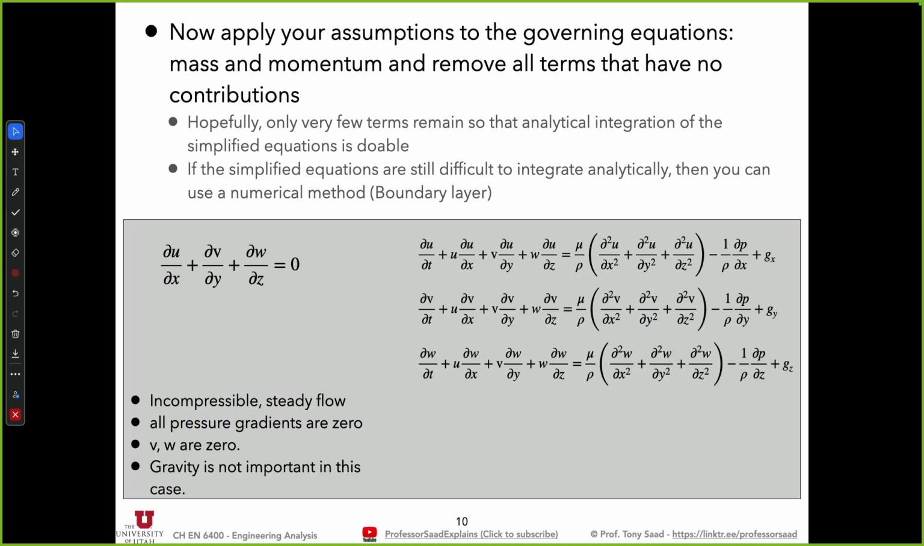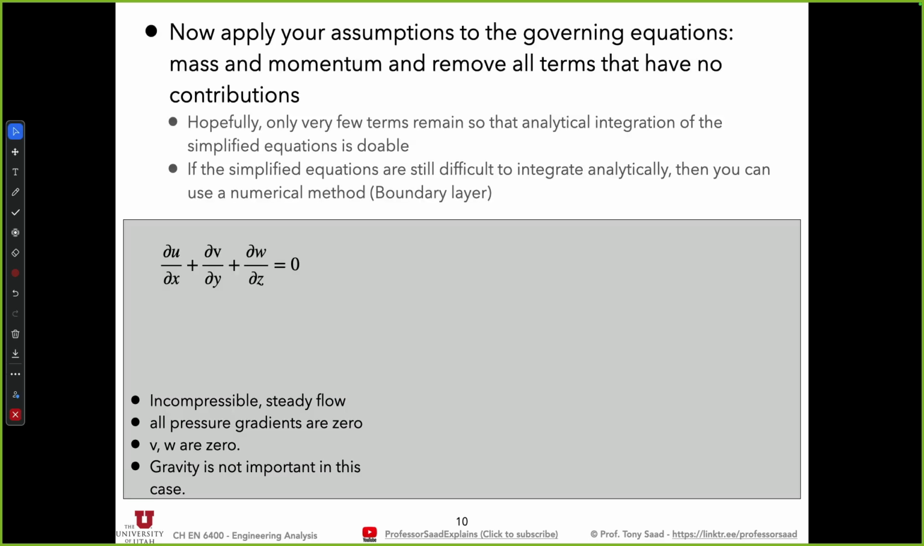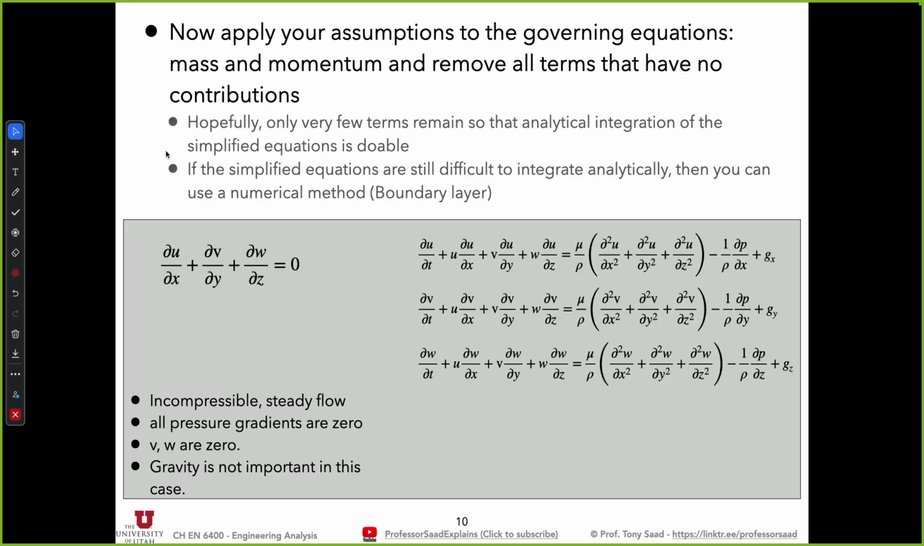So all of these together are Navier-Stokes for constant density incompressible flow in Cartesian coordinates. Now I'm going to start with continuity. Usually continuity gives you a confirmation that the flow is unidirectional. Okay, so let's see how that works. So we know that V and W, let me show you this again, we know that V and W are 0.